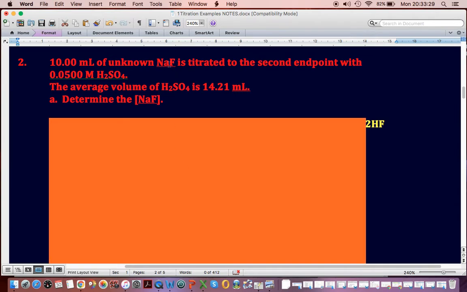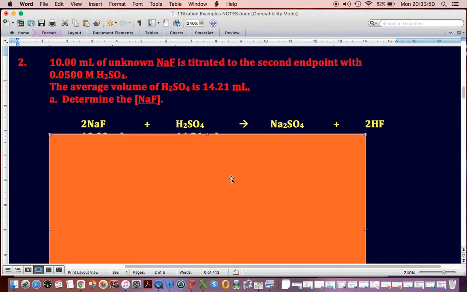Number 2, we have NaF is titrated to the second endpoint with H2SO4. So that means we're removing both protons from the sulfuric acid. So it's going to take 2 moles of sodium fluoride, and the sodium ions will be spectator ions. We're given an average volume, and it's the same kind of calculation. There's our balanced chemical equation, 2-to-1.